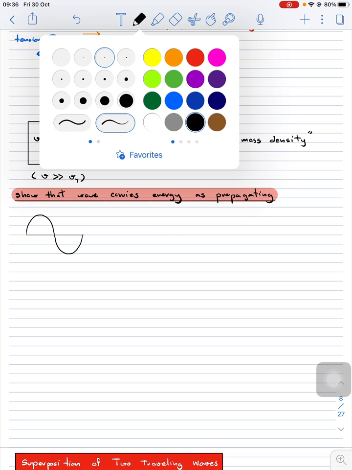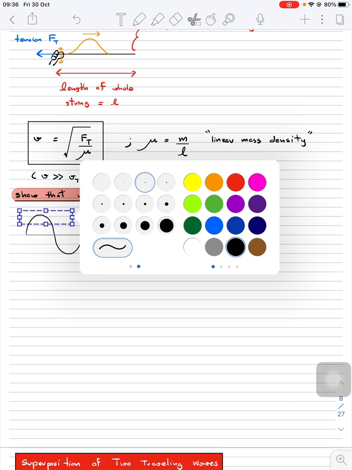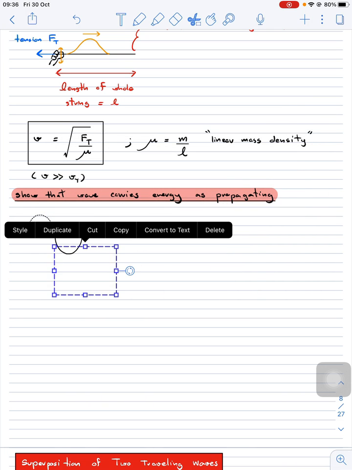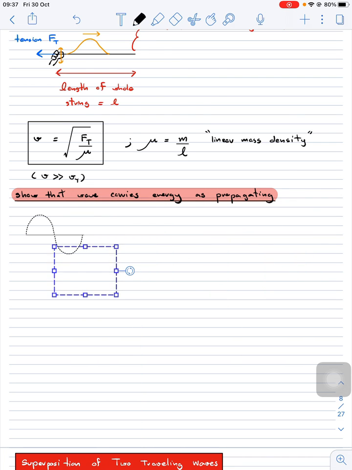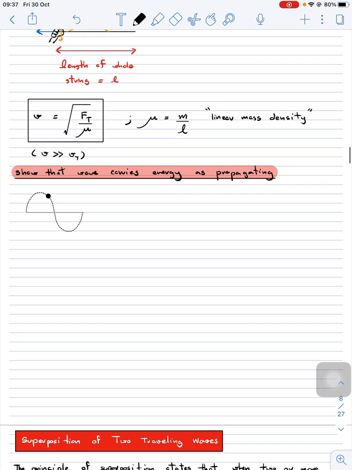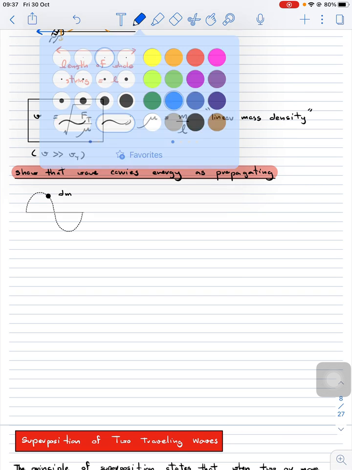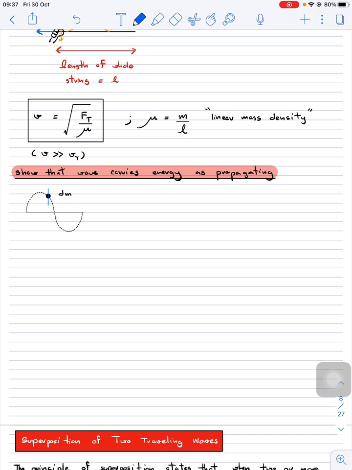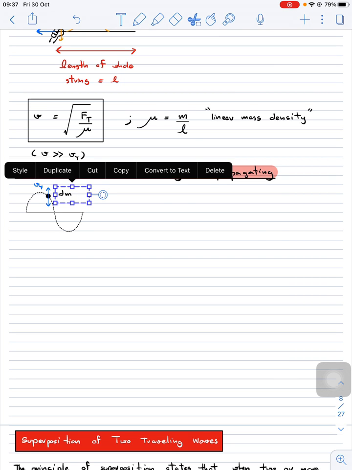Okay, so if we look at the particle on the string, let's say this particle, let's say that the mass of this particle is just equal to dm. And don't forget that this particle is oscillating up and down with the velocity equal to vy.